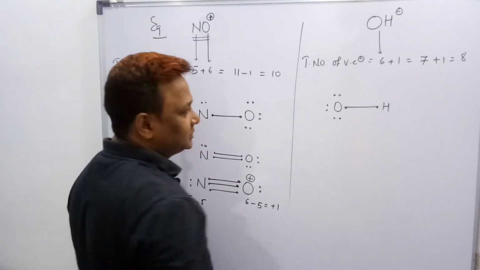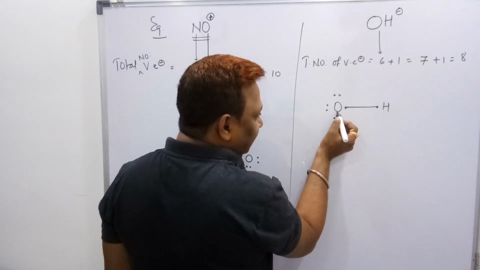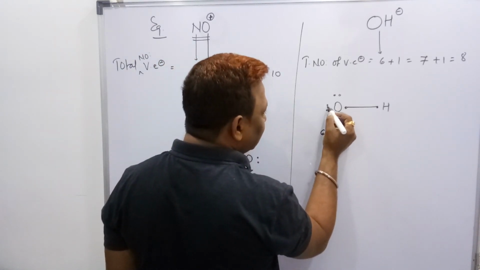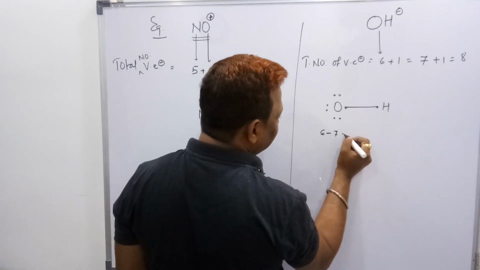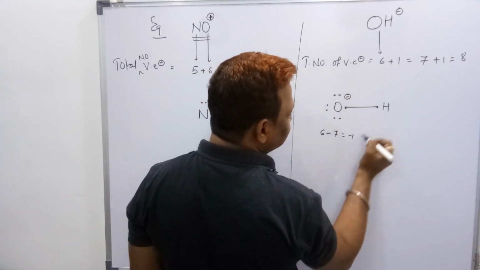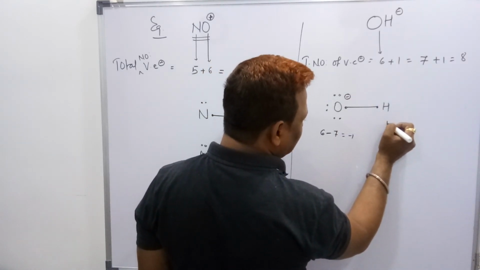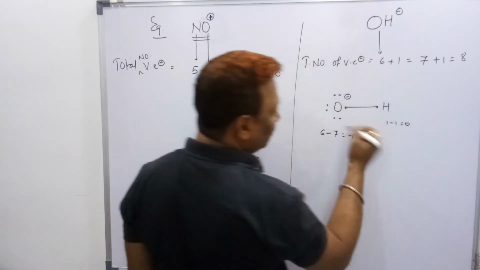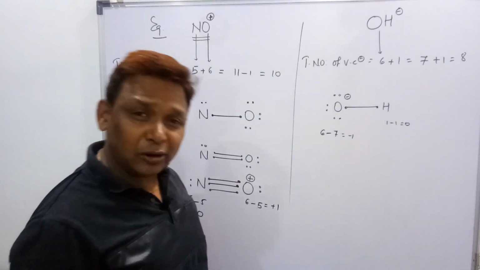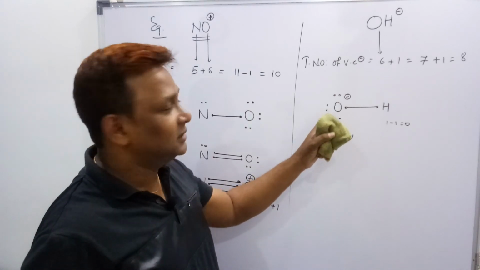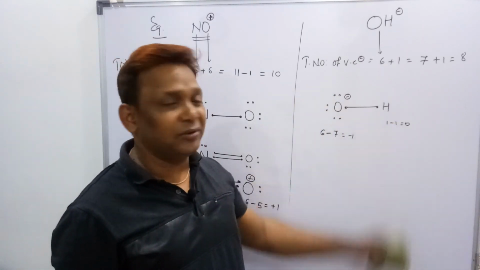Now check the formal charge. How many electrons are present in the valence shell of oxygen? 6. But here how many? 2, 4, 6 plus 1, 7. Oxygen will have a 1 negative charge. Hydrogen has only 1 electron in the valence shell and at present also 1, so the total is 0. So what is the formal charge on the OH minus ion? Oxygen bears the negative charge, and hydrogen does not bear any charge.